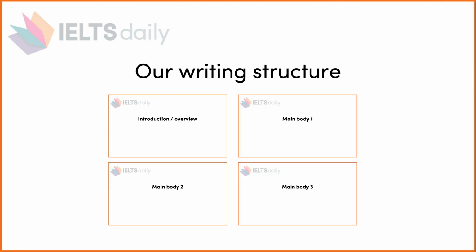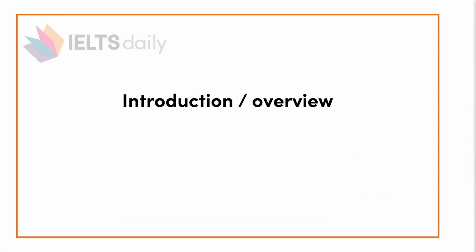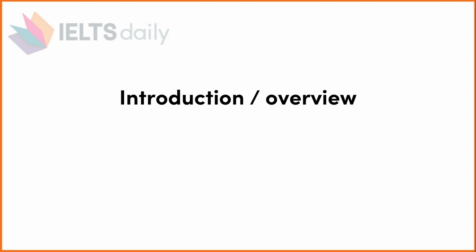Right, let's go back to our structure. Every academic task needs to have an introduction and an overview. Many people do not fully understand the overview, so I'll talk about that shortly. But I should say that if you do not have a clear overview, you cannot score a band 7.